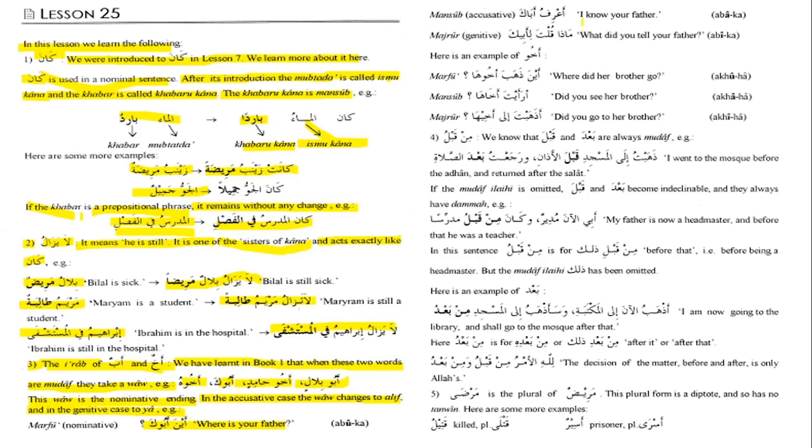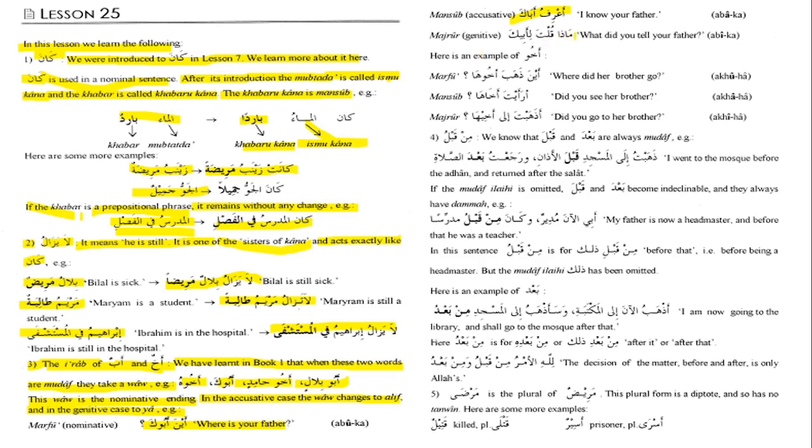And then the other example of one of them coming as mansub is a'rifu abaka. Now you see how Aba is written. It's not only with the fatha, with an alif. And the alif is the sign of the nasb, because it is the maf'ulun bihi of a'rifu. A'rifu abaka. I know your father.